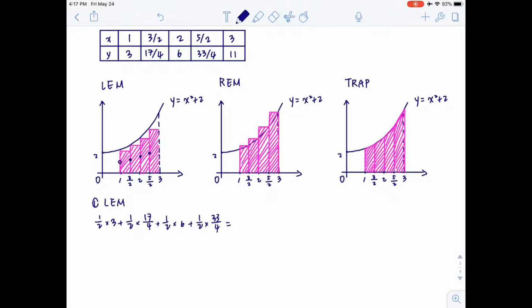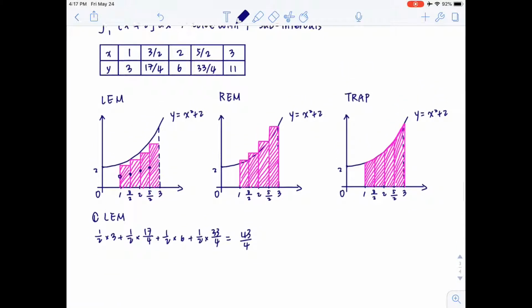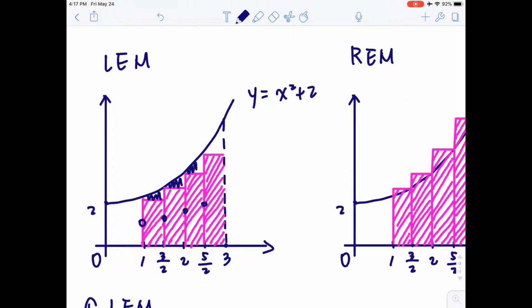Summing them up, we have the area under a curve. Notice that there is some space between the curve and the rectangles, so the number we got is actually smaller than its true value, so we say that it's underestimated.